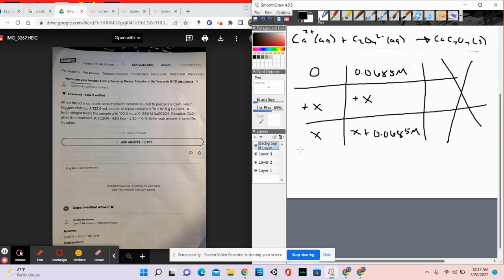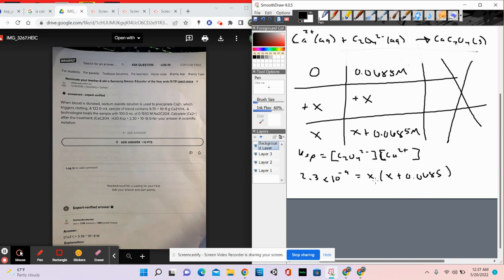Okay, now the Ksp was given. Actually, hold on, let's write the Ksp expression. So Ksp equals the concentration of C2O4 2 minus times the concentration of Ca2 plus. The Ksp was given. It is 2.3 times 10 to the negative ninth, which is equal to x times x plus 0.0685.